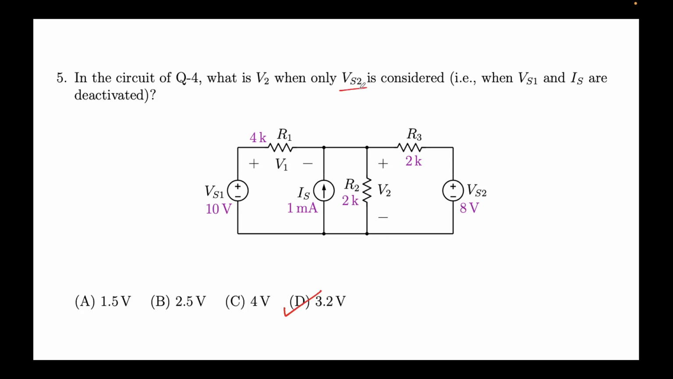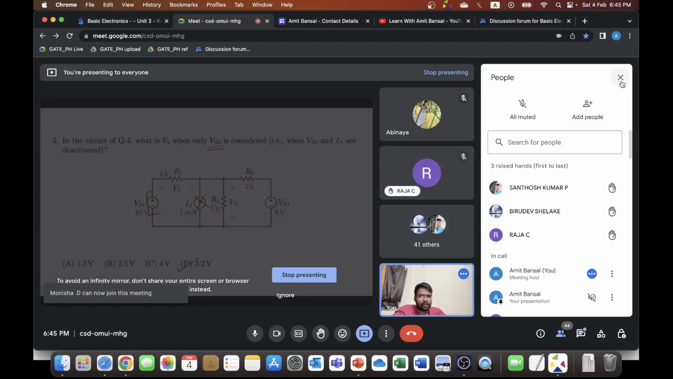Again, we have only considered VS2. This means we shorted this and we opened this and we calculated the voltage across simply this resistor. Right. Just hold on a second.